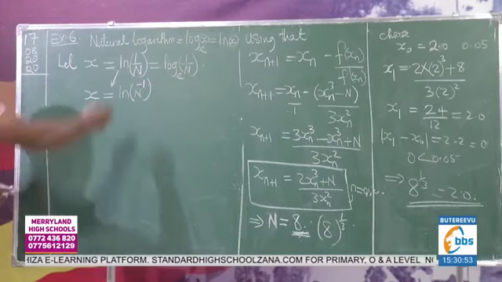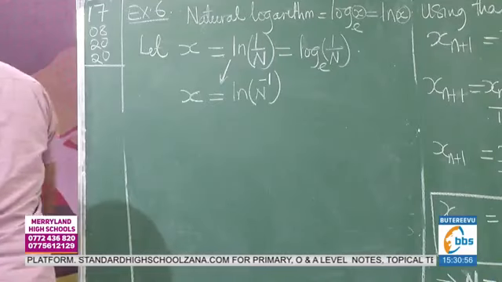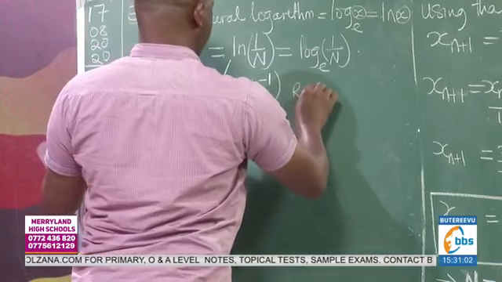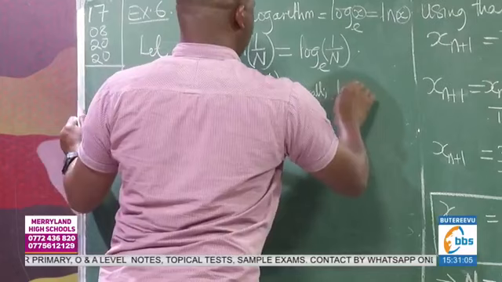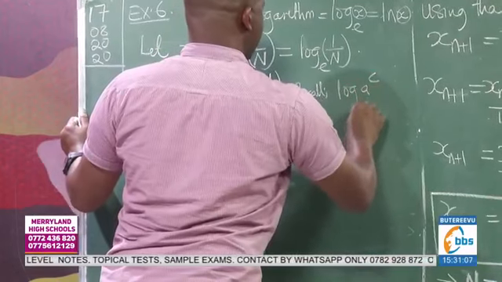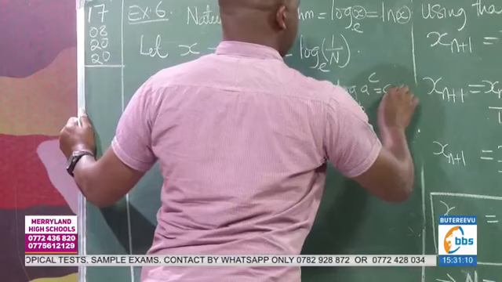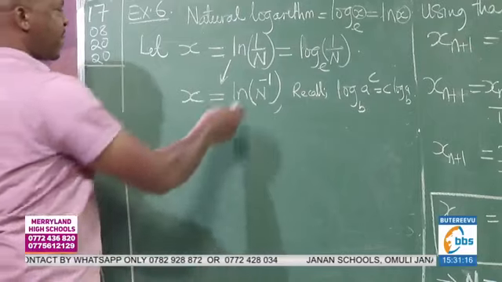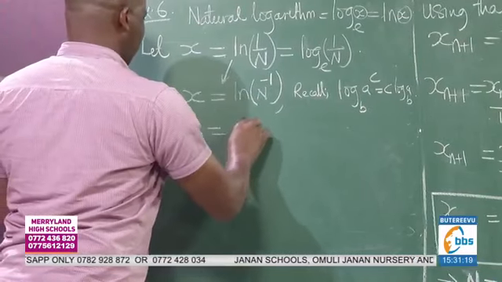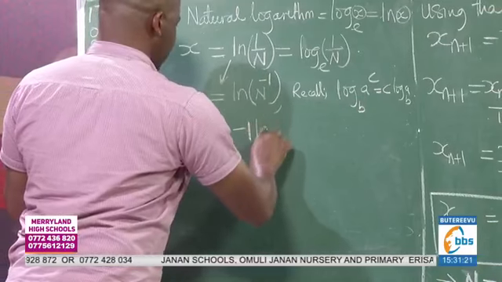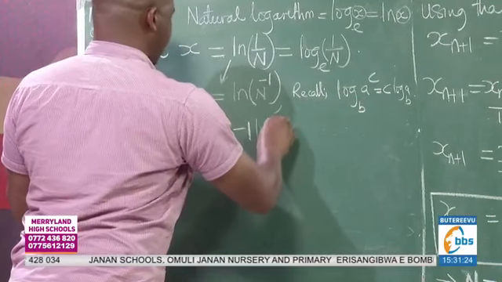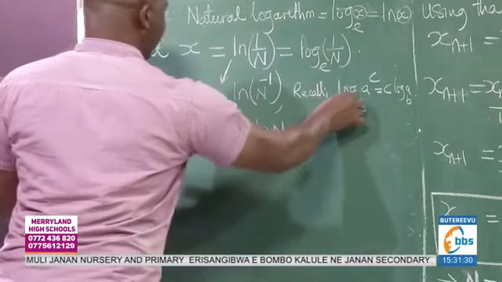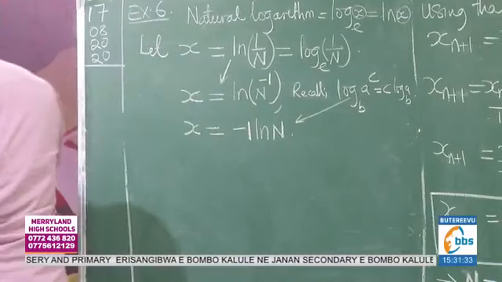That our x is equal to this can be written as that. And as you are aware, I will again recall under logarithm rules that log a to the power c of b is the same as c log a b. So if I apply that same reasoning, I can say that x is actually equal to negative 1 times the natural log of n, if you follow that rule.